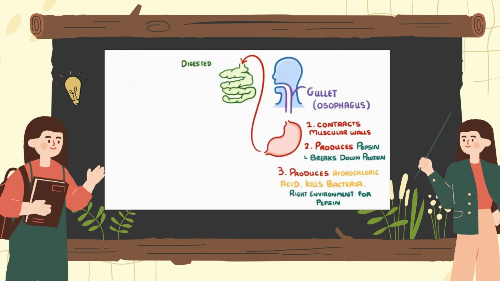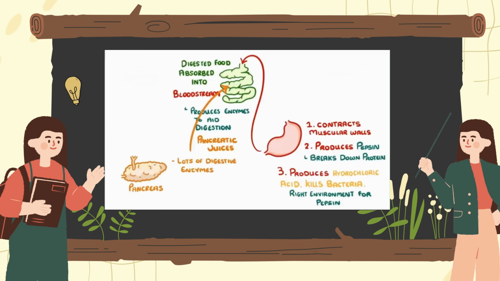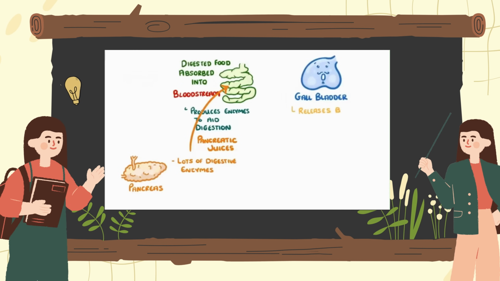The small intestine is where the digested food will be absorbed into the bloodstream, but it is also the place where most of the digestion will take place, and it produces digestive enzymes to help digestion. That said, it's actually an organ called the pancreas that makes most of the digestive enzymes, and it pushes them into the small intestine in the form of pancreatic juices. Another organ that adds things into the small intestine is the gallbladder, but this time it is releasing bile rather than digestive enzymes.